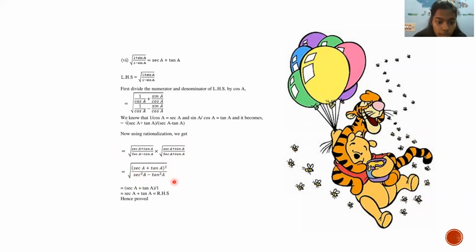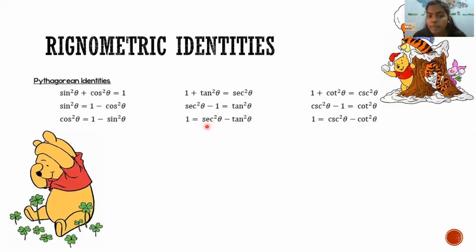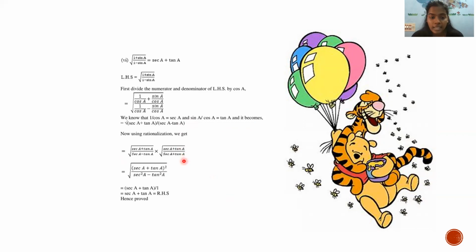Now secant square A minus tan square A is 1. We know that it is 1, because we learned here that secant square A minus tan square A is 1. So applying that identity, I get 1. Now the root and the square get cancelled. So secant A plus tan A is what I'm left with, which is my RHS. Hence I have proved it.